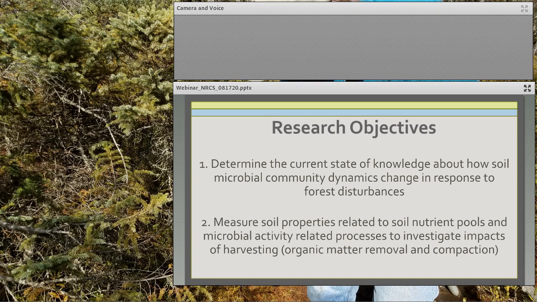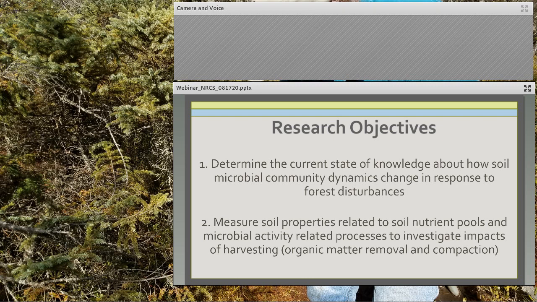Based on the importance of understanding how forest soils respond to and recover from disturbance, this research was guided by two main objectives. The first was to determine the current state of knowledge about how soil microbial community dynamics change in response to forest disturbances. And second, to measure soil properties related to soil nutrient pools and microbial activity-related processes to investigate the impacts of harvesting on these soil health metrics.